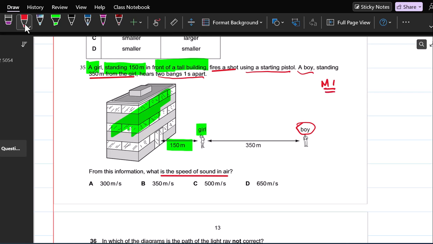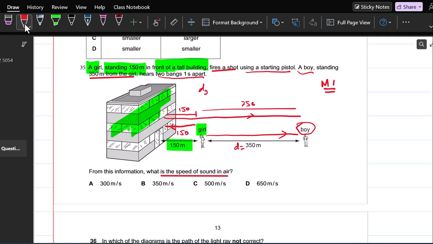That is, when the shot of this pistol is fired, one sound is going to travel like this. And during this, the distance is 350 meter. And one sound is going to travel in this way. It is going towards the building, then reflected from here, and it comes till here. So how much will this distance be? 150. Then it is reflected. It comes here till 150. Then this 350 again. So I name this distance as D2. It will be 150 plus 150 plus 350. So this distance will be 650 meters.